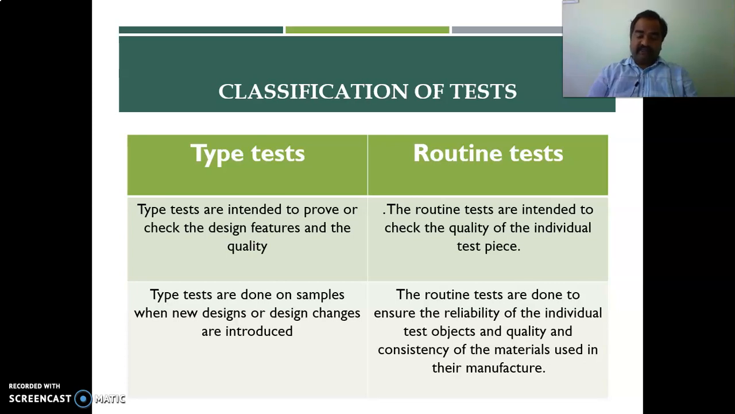So if you carefully see the type tests, they are intended to prove or check the design features and the quality, and they are done on samples when new designs are introduced. But on the other hand, routine tests are those tests which are to be conducted on each and every item before it is to be brought into service. So these are intended to check the quality of each and every individual test piece. These are done primarily to ensure the reliability of the individual test objects.